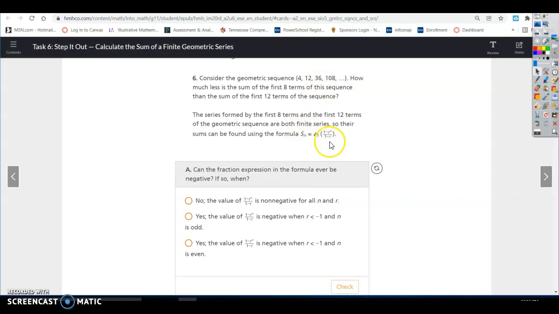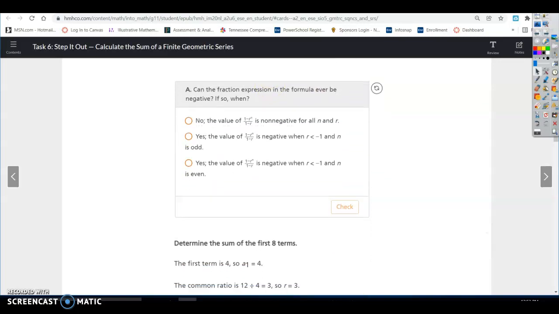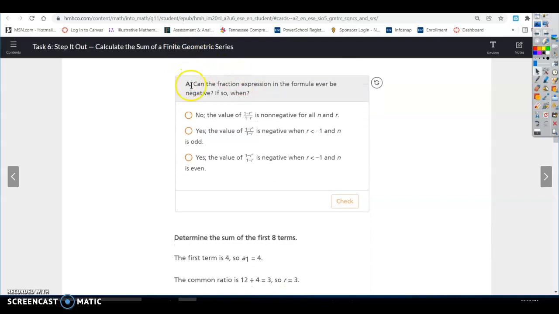So a is 4, r is 3, n is 8 for the first one, and then we're going to do the same thing again with 12 so that we can see how much less the first 8 terms are than the first 12. Okay, so we're basically going to subtract. All right, so it says, can the fraction expression in the formula ever be negative? All right, so it can be negative, but when is it going to be negative?